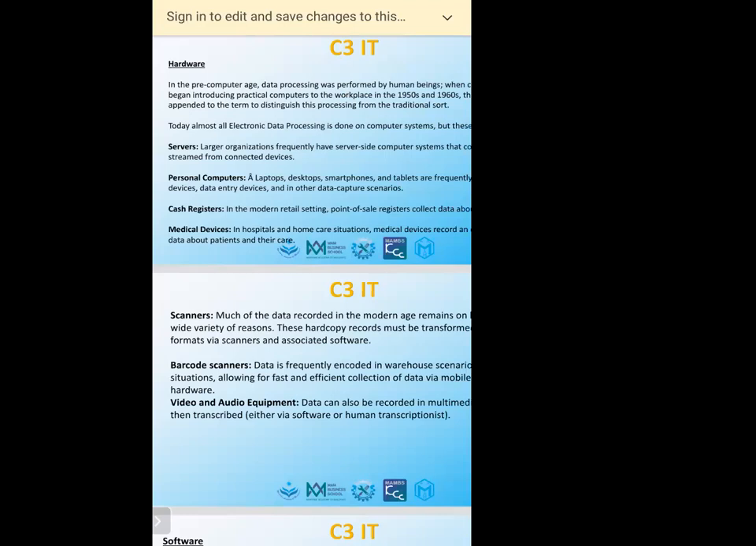So these are some EDP hardware. Then medical devices. So what are the medical devices we are going to use? From the hospital, you can see, no. So all the medical devices are operated by the computer. That is also computer operated hardware. That is also one form of which one? EDP. Then scanner.